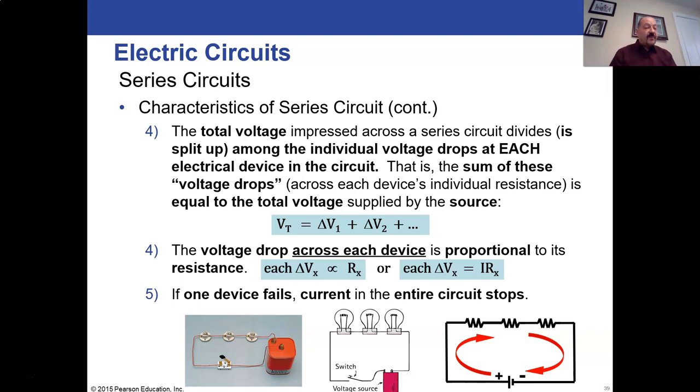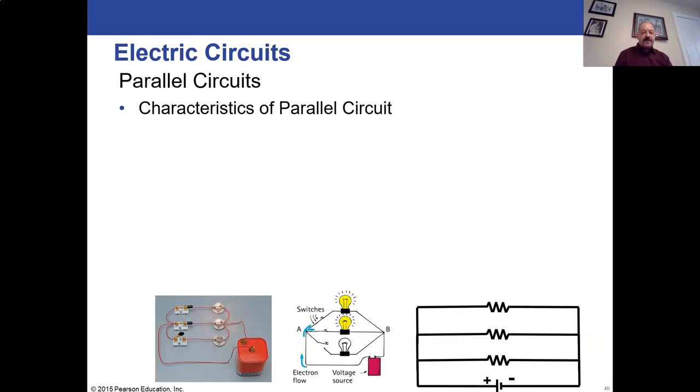So the problem with a series circuit is if any part of this is damaged, there is no circuit anymore. There's no closed loop anymore. If one lamp breaks, the whole circuit's dead. And that's the disadvantage to a series circuit. Now, a parallel circuit, you have multiple branches.